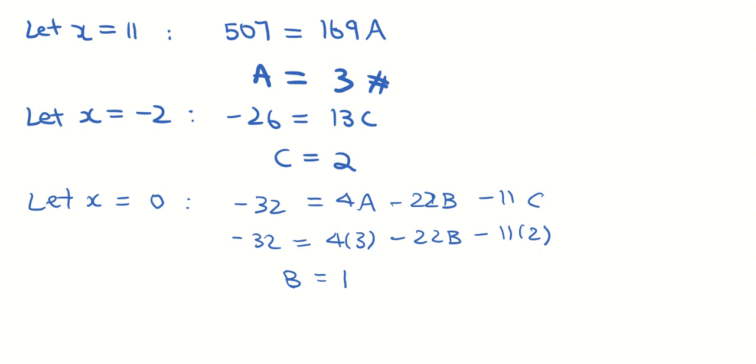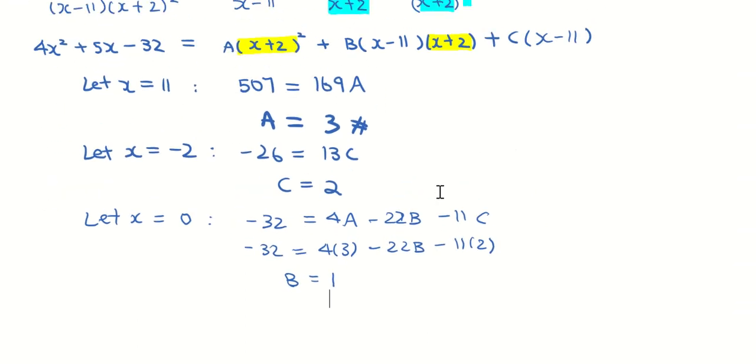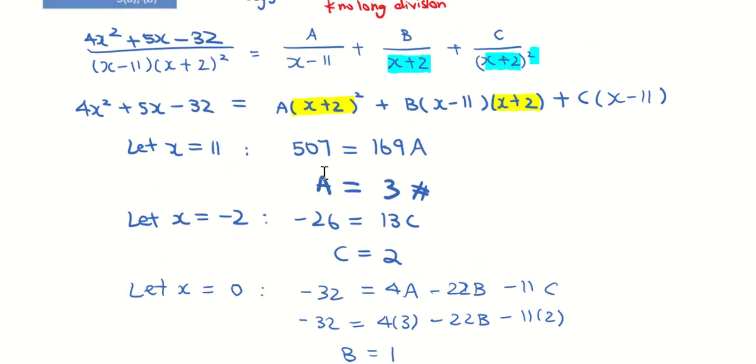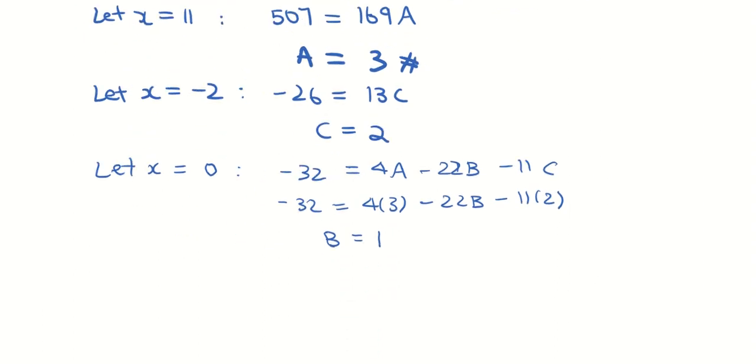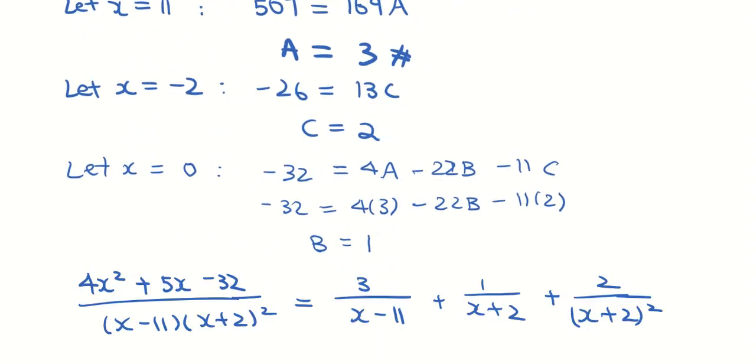And final step, of course, is to sub back all my values of A, B, and C, all my unknowns, back into my partial fractions equation. Okay. And this will be my final answer.